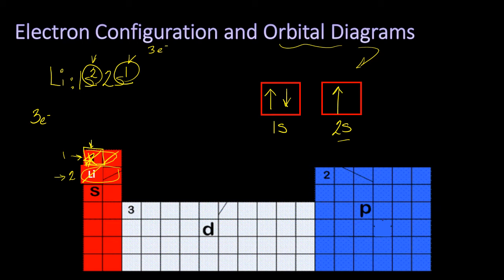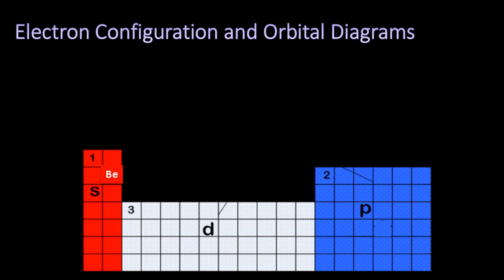You ready for some more? I've got more. We're going to do beryllium this time. All right, beryllium. How many electrons does beryllium have? Yes, it has 4 electrons. So we are going to have to place a location for all 4.